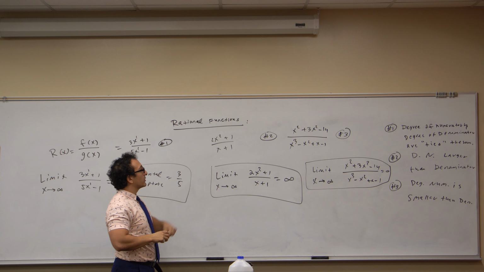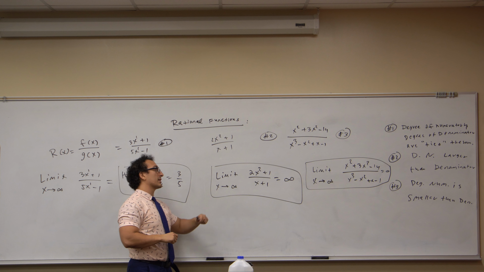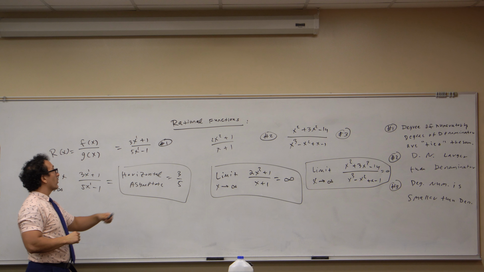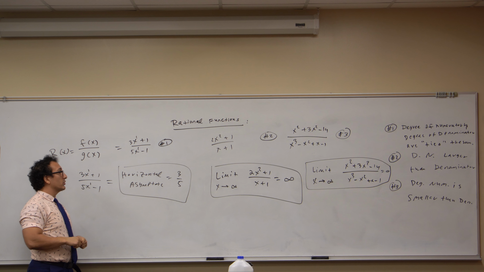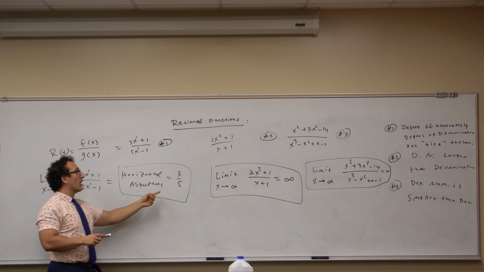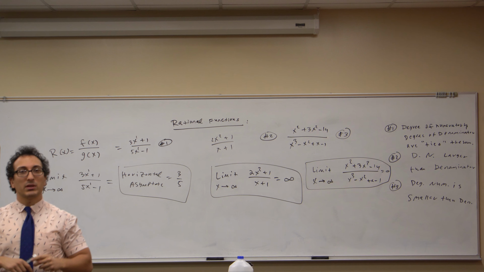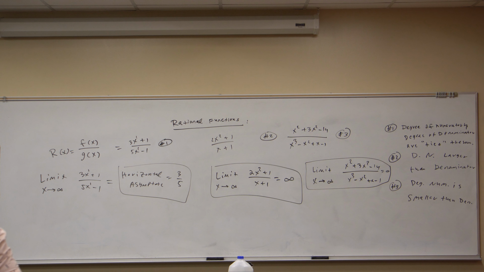In case 2, when the numerator wins, the limit as x approaches infinity is infinity itself. And in case 1, where it's a tie, you merely get a ratio of the leading coefficients. After you find the vertical and horizontal asymptotes, you will be able to graph your function using an f of x table.